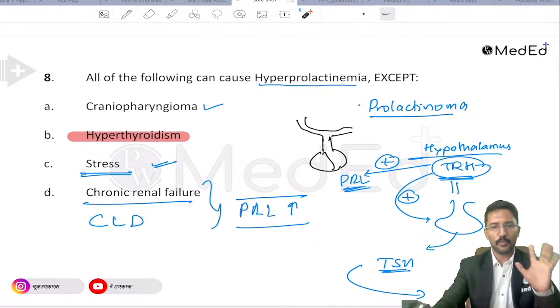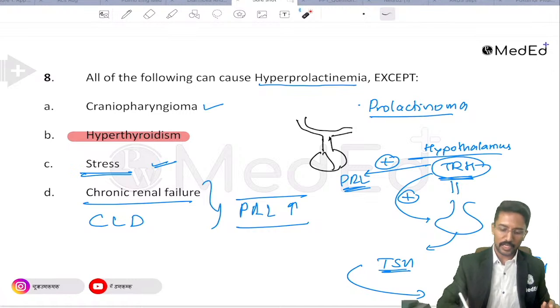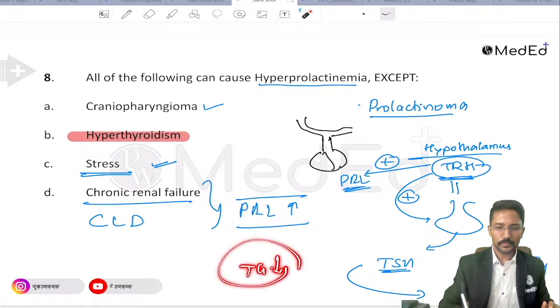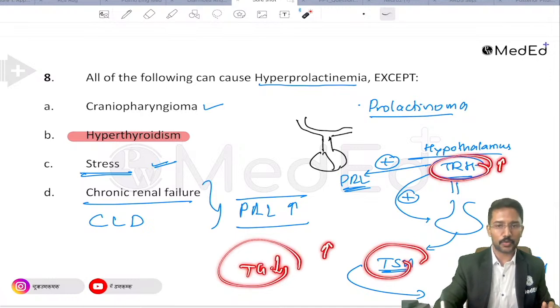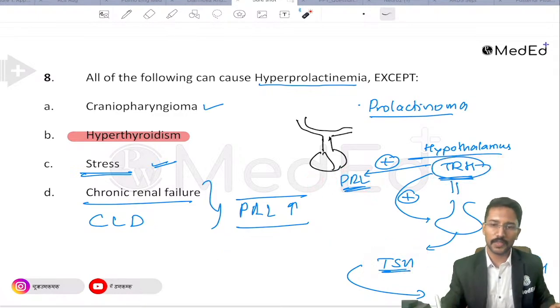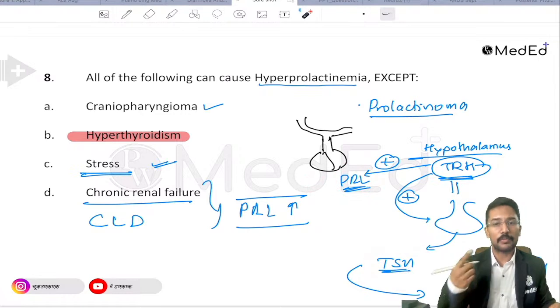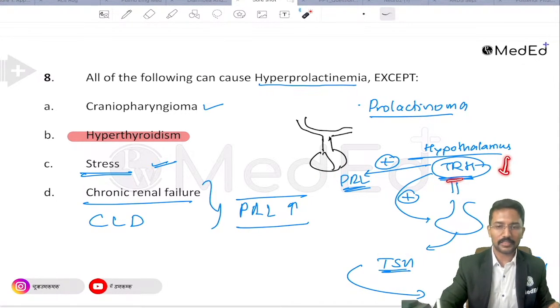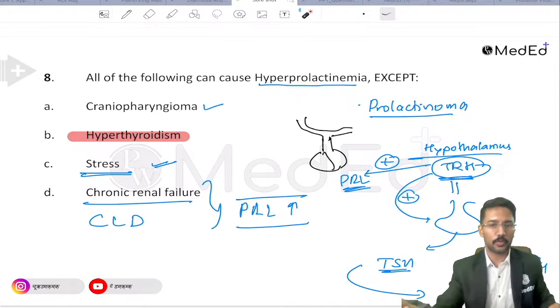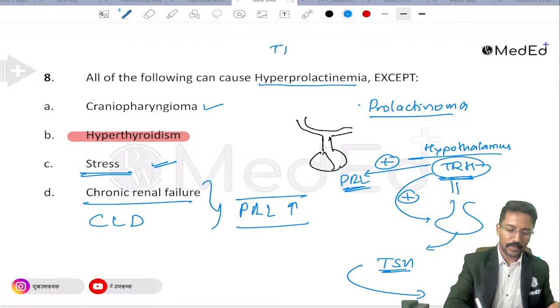hyperprolactinemia can occur, right? Commonly hypothyroidism, what happens? T3 and T4 production is reduced. So that leads to increased TSH production, and that will also lead to increased TRH production. So hypothyroidism causes increased TRH production, primary hypothyroidism. So if TRH is going up, it can stimulate prolactin production. So hypothyroidism is associated with hyperprolactinemia. If there is hyperthyroidism, actually there will be TRH suppression, and that can cause reduced production of prolactin, right? So please remember, TRH stimulates two hormones.